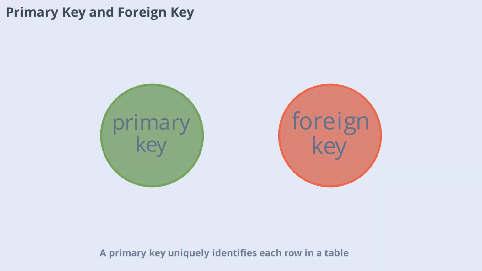A primary key uniquely identifies each row in a table, while a foreign key links rows between tables. These constraints enforce data integrity and are fundamental concepts in relational databases. Expect questions about their differences and uses.